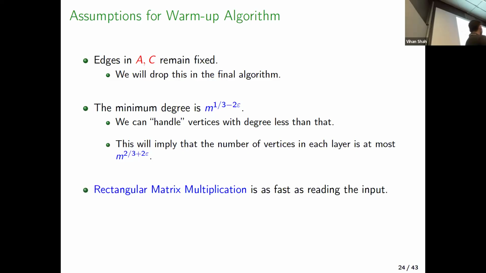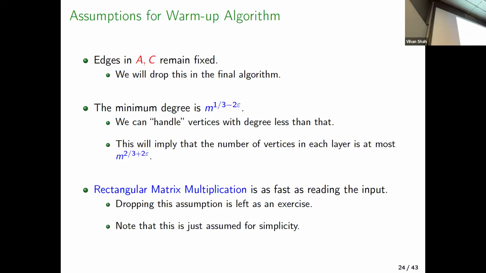Okay. And finally, rectangular matrix multiplication is as fast as reading the input. And this is easy. I'm going to leave it as an exercise. But okay, joking aside, of course it's not. But I'm just going to use this, and I see Sriram not happy, but just for simplicity, we're going to assume this. We don't need this. We can use the bounds on rectangular matrix multiplication. If you use optimal bounds, you'll get better constants. That's it.